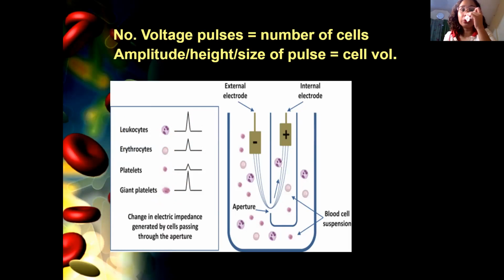So that's the difficulty, guys, with hematology analyzers. For example, a nucleated RBC could be counted as a leukocyte, because it does not detect the internal structure, it just detects based on size.